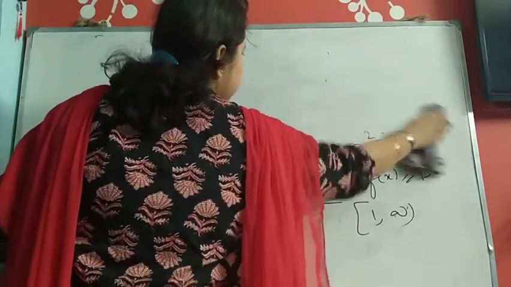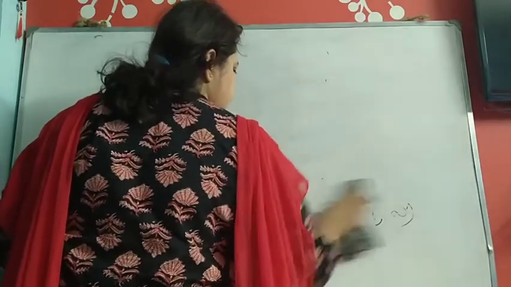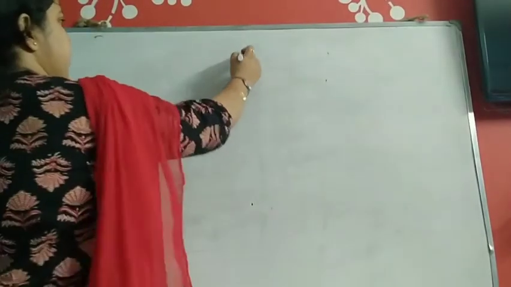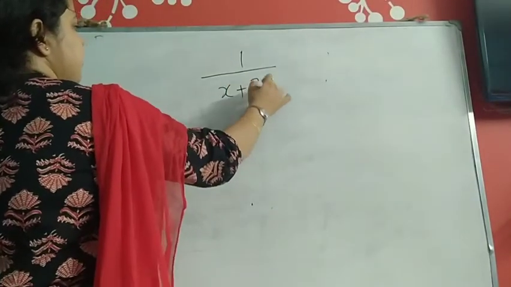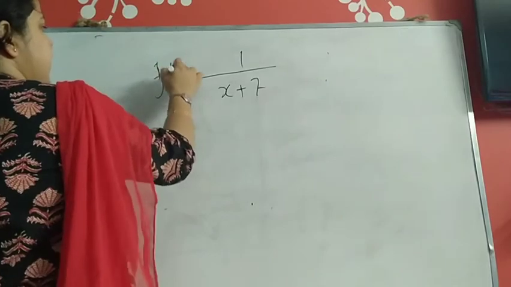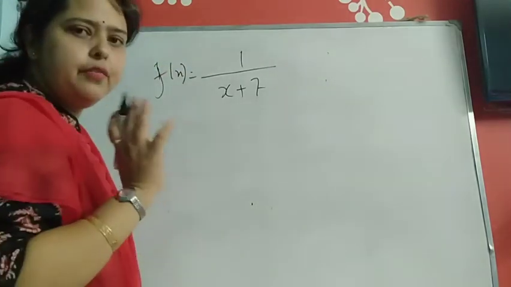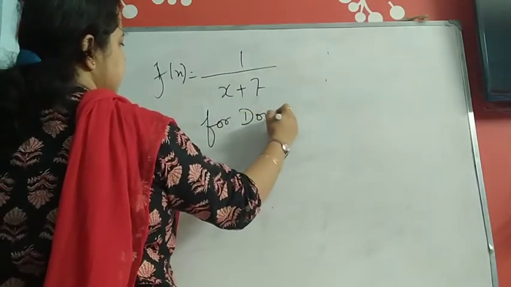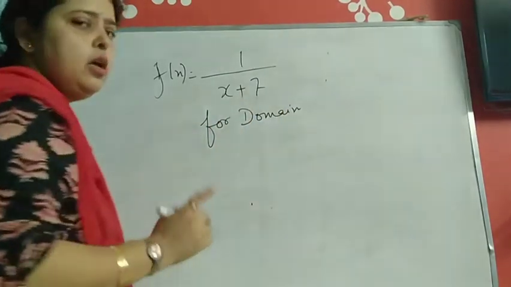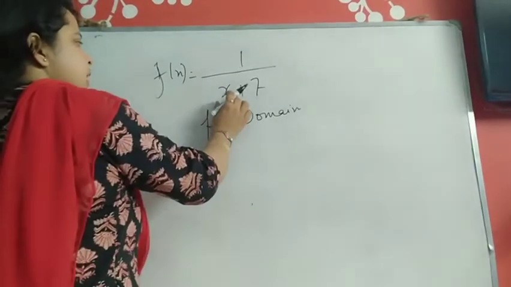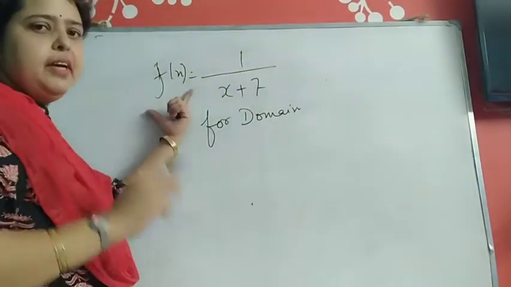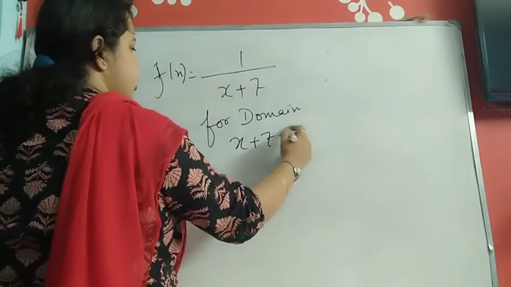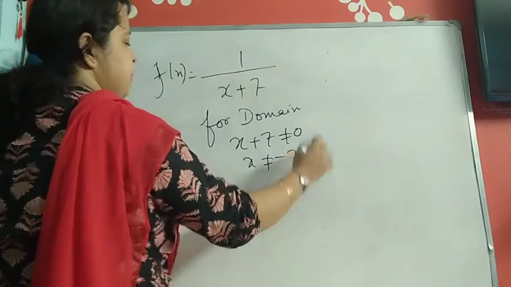So this is what I discussed in front of you about the domain and range of certain important functions. Now, in some cases, you may have reciprocal functions also like this, where you have to find out the domain of this one. Remember, whenever you are having a reciprocal function, for the domain, we cannot accept those values of x for which f(x) goes absurd. That is, x plus 7 should not be 0, x should not be minus 7.